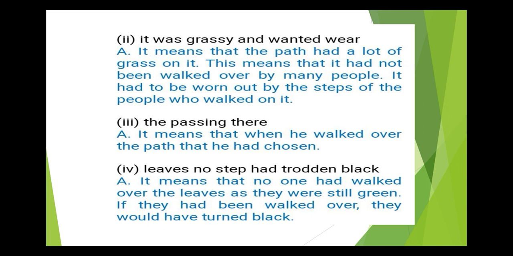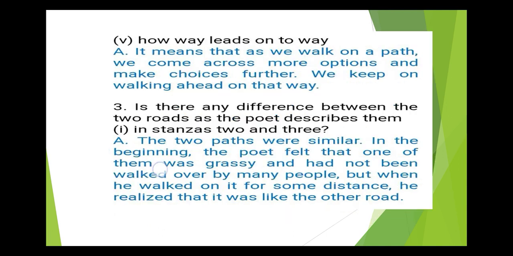Leaves no step had trodden black. It means that no one had walked over the leaves as they were green. If they had been walked over, they would have turned black. How way leads on to way. It means that as we walk on a path, we come across more options and make choices further. We keep on walking ahead on that way.